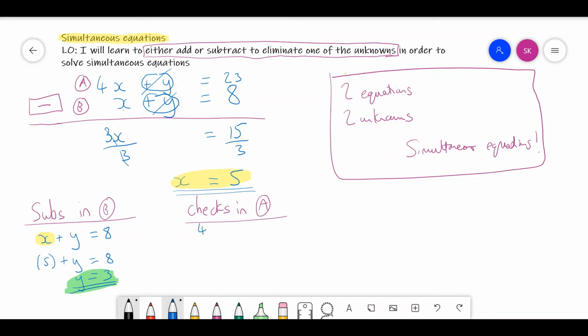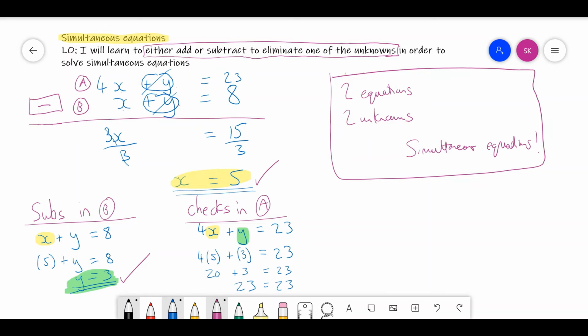So I'm going to write out equation A. And now instead of x, I'm going to substitute the value of x that I found before, and instead of y, the value of y that I found before. So instead of x, I've got brackets 5. Instead of y, I've got brackets 3. 4 times 5 is 20. 20 plus 3 is 23. And so therefore, I know that these two solutions are correct.